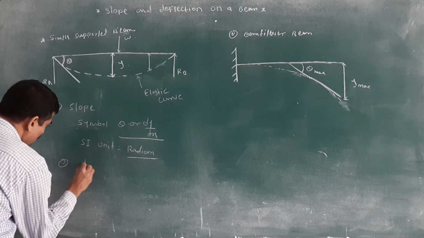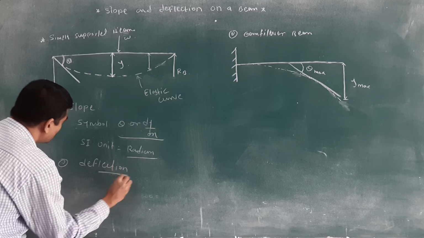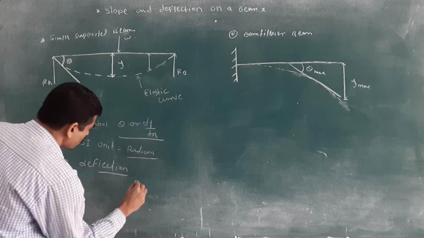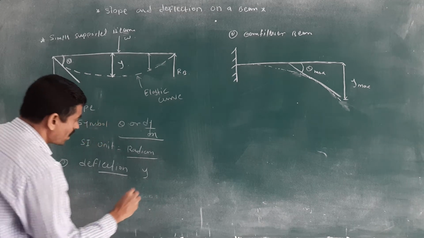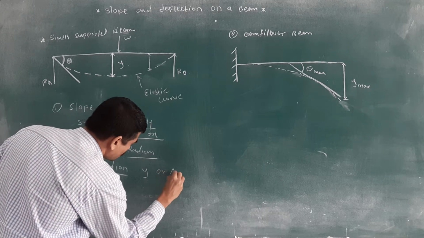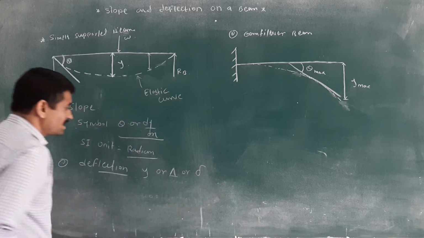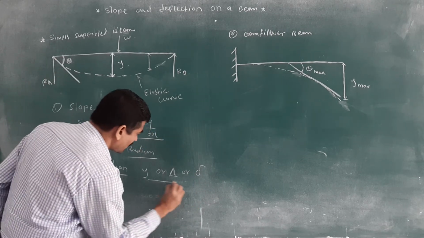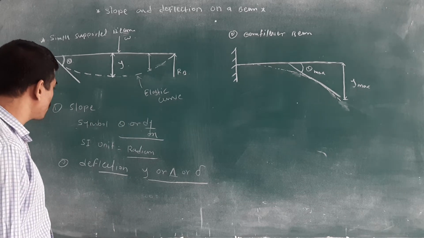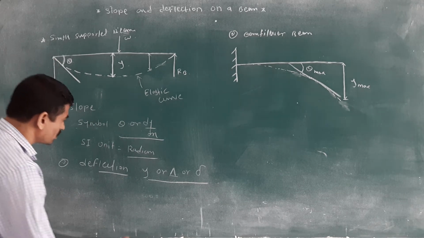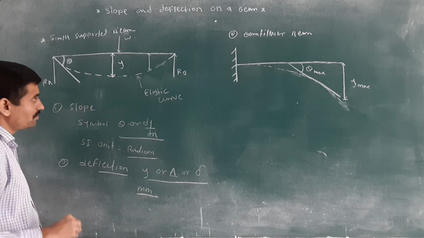Okay, second is deflection. All of you getting what is meant by deflection? It is denoted by the symbol y, or in some books the symbol delta or del is given. Use any one notation. We are using the y notation to find out the deflection. And what is the SI unit? SI unit is mm or meter.